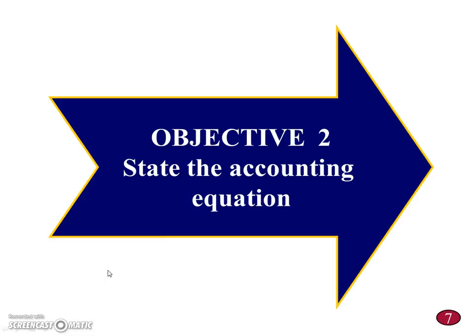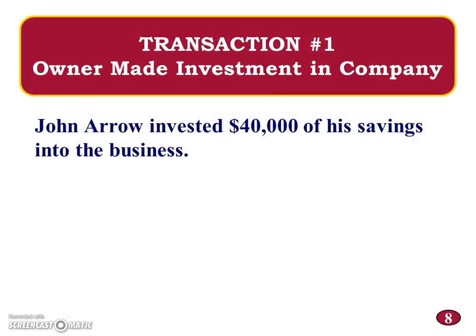Okay, so here it is. We're going to look at how a startup business obeys the accounting equation. The first thing is John's got savings. He's got 40,000, so that's about 120,000 ringgit. And he's been saving up his money for a while.